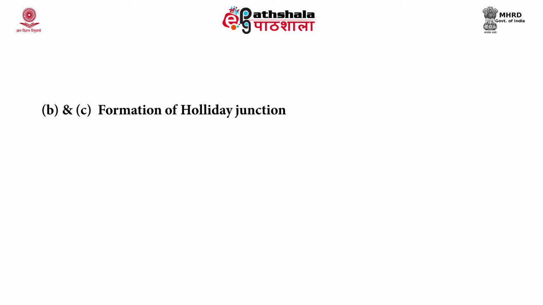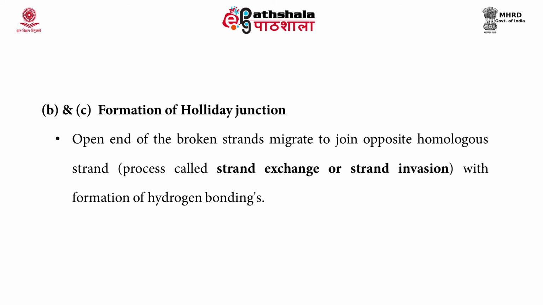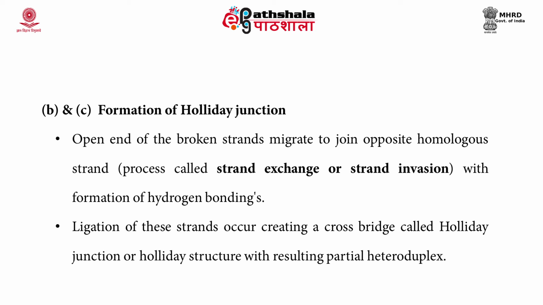In steps B and C, formation of the Holliday junction is seen. In this process, the open ends of broken strands migrate to join the opposite homologous strand. The process is called strand exchange or strand invasion. Ligation of these strands occurs, creating a cross bridge called the Holliday junction or Holliday structure, with a resulting partial heteroduplex.